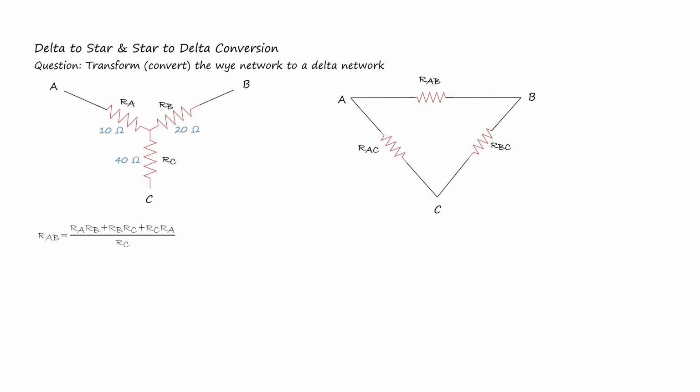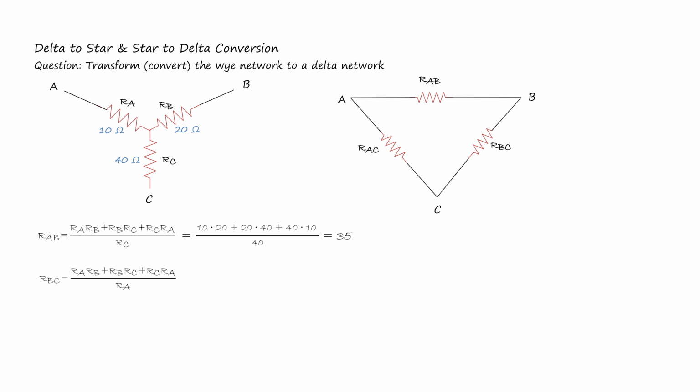So now we substitute the values. RAB is equal to 10 times 20 plus 20 times 14 plus 14 times 10 over 40. 40 is the opposite. After this, it gives us 35 ohms. So RAB is 35 ohms. Now let us find RBC.